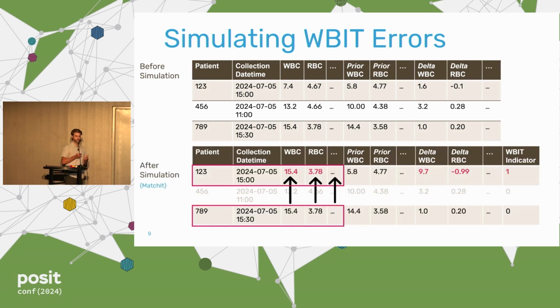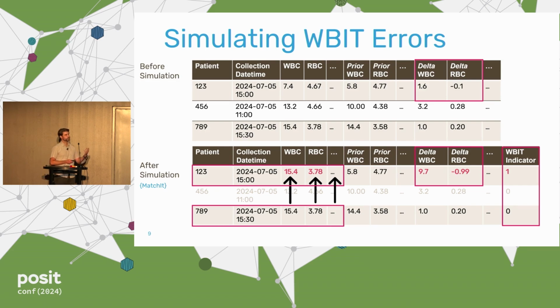So let's say we ran our algorithm on this fake data set, and we've matched patient 123 with patient 789 because they had their samples collected only a half hour apart, and let's say, for the sake of example, they're in the same department. We take the results from patient 789 and overwrite the original results of patient 123. Then when we take the deltas, we can see that specifically the white blood cell count delta in the simulated data set is 9.7 compared to 1.6 in the unmodified data set. So we've introduced this WBIT error, which is reflected in this really high delta, which allows us to create a new column, our WBIT indicator column.